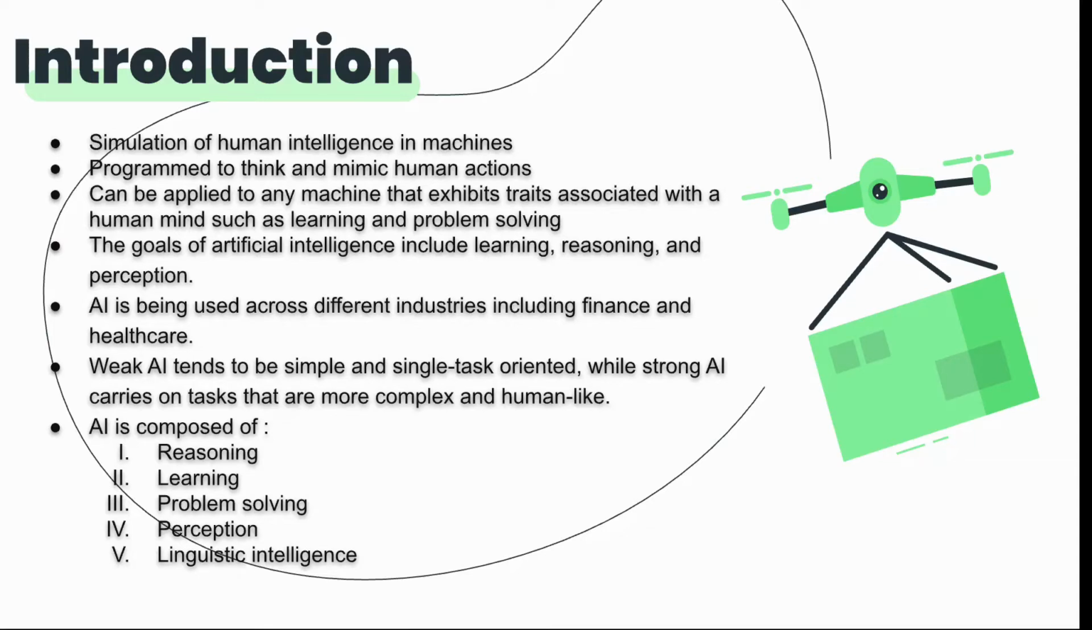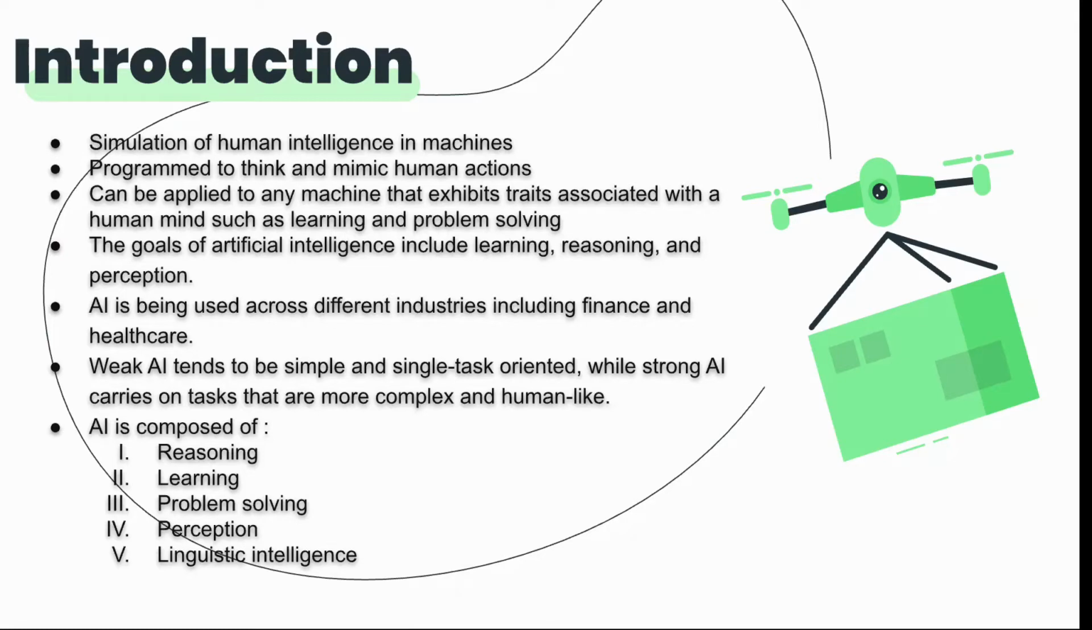AI refers to the simulation of human intelligence in machines that are programmed to think like humans and mimic their actions. The term may also be applied to any machine that exhibits traits associated with the human mind, such as learning and problem solving. The goals of artificial intelligence include learning, reasoning, and perception. AI is being used across different industries, including finance and healthcare.